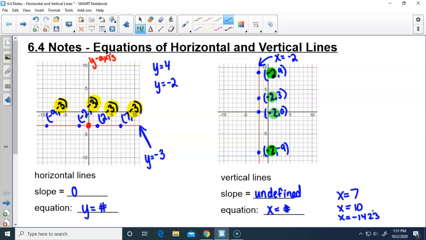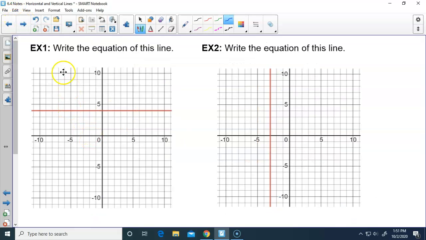So let's do a few problems with these. If we're writing the equation of a line, we are going to look at the graph, and since this is a horizontal line, this is going to be a y equals line. And then we're just going to look at that y-axis. Remember, this is your x-axis, this is your y-axis. We're going to see where it hits. It's right here at y equals 4. And all the coordinates on this line have a y-coordinate of 4. So this is our equation.